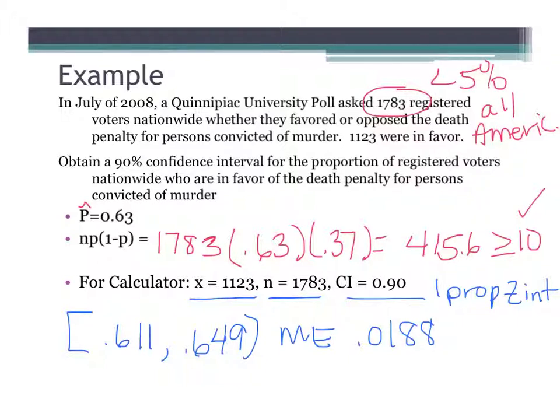Now, just to make sure we understand what this interval stands for, all right, so remember from the last examples, this means that we are 90% confident that the proportion of registered voters who are in favor of the death penalty for persons convicted of murder is between 61.1% and 64.9%. So that's where we believe the population falls somewhere within that interval, which is a very low margin of error. So that's definitely good for interpretation purposes.